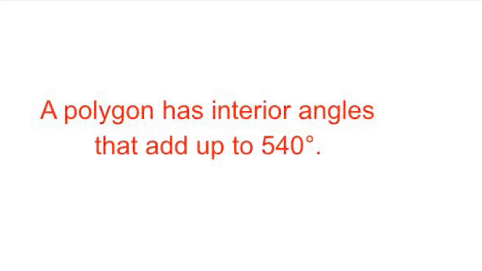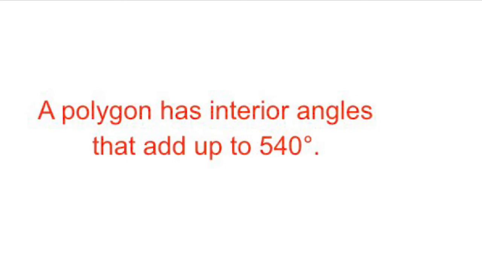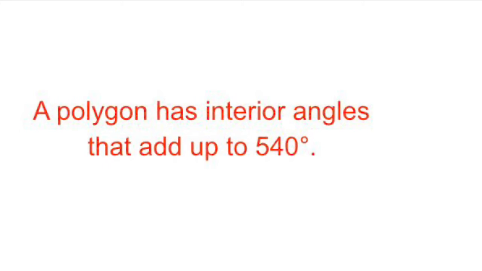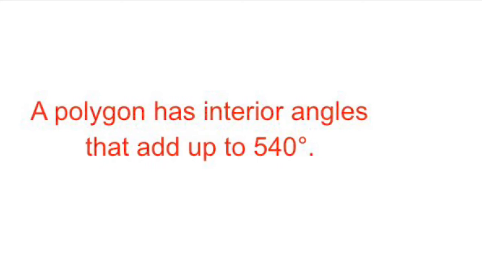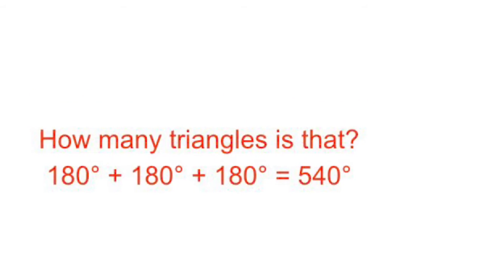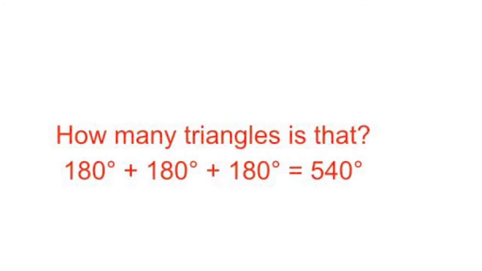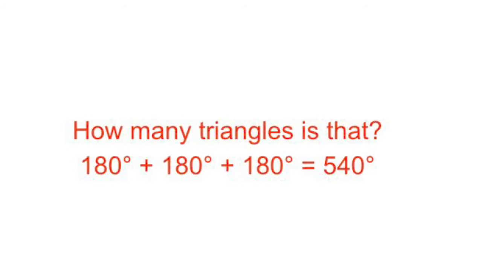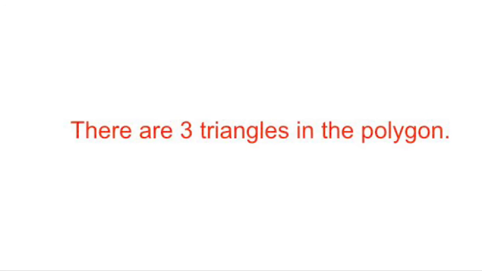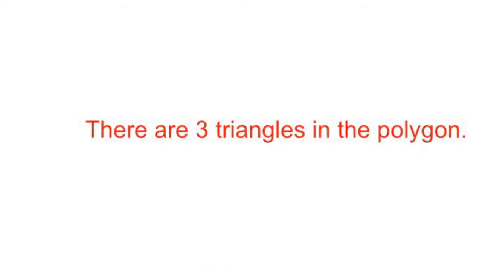We need to remember that when we have a polygon, we want to split that polygon into triangles. So we want to know how many triangles you could make if you had 540 degrees. Well, I know that 180 plus 180 plus 180 adds up to 540. That means that there would be 3 triangles inside that polygon.